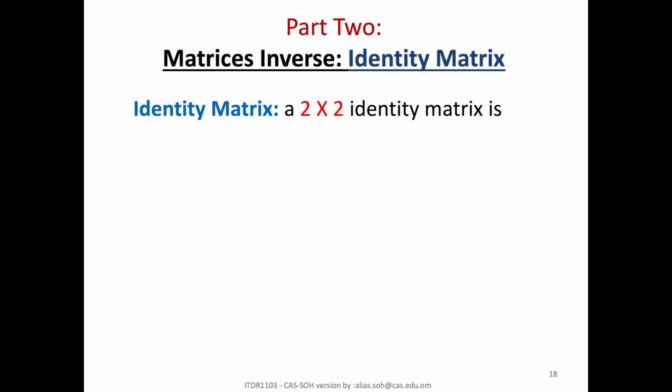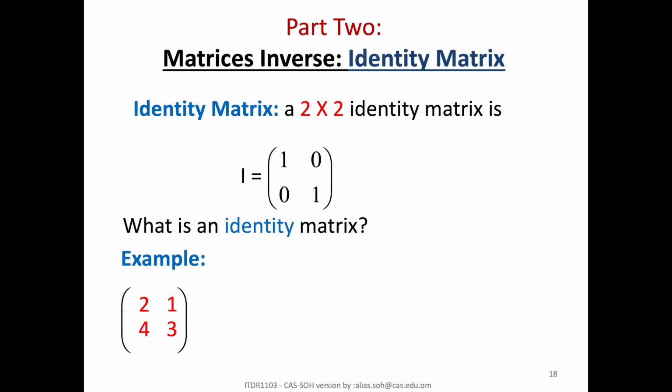So before we introduce an inverse, we need to know something called the identity matrix. An identity matrix is a 2 by 2 matrix known as I, capital I. The identity matrix is 1, 0, 0, 1. The order is really important. Why?